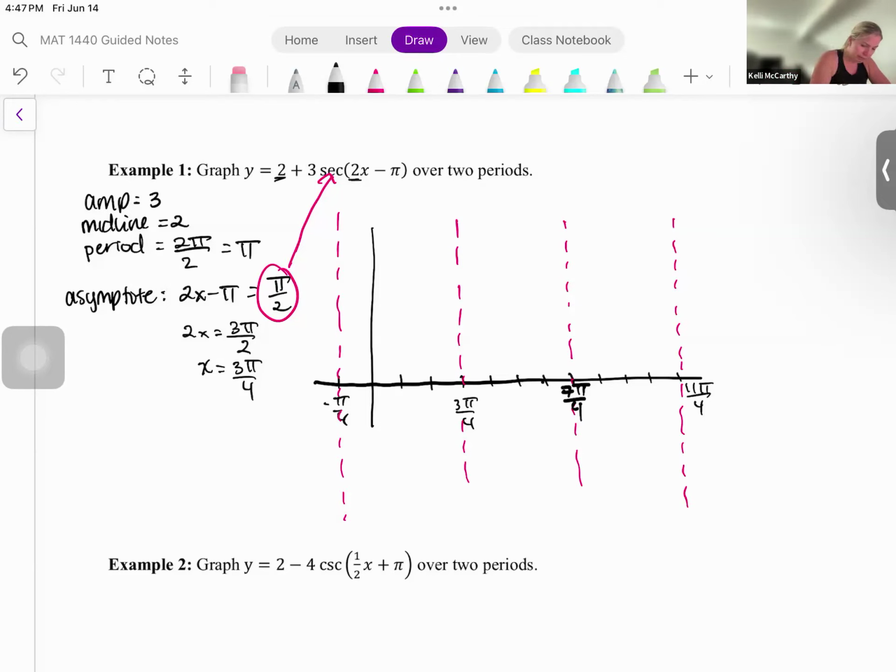Now let's mark the midline. The midline is going to be at 2. So I'm going to use pink for that as well. Sort of giving us this illusion of these bounds that we're going to use to help make our graph.